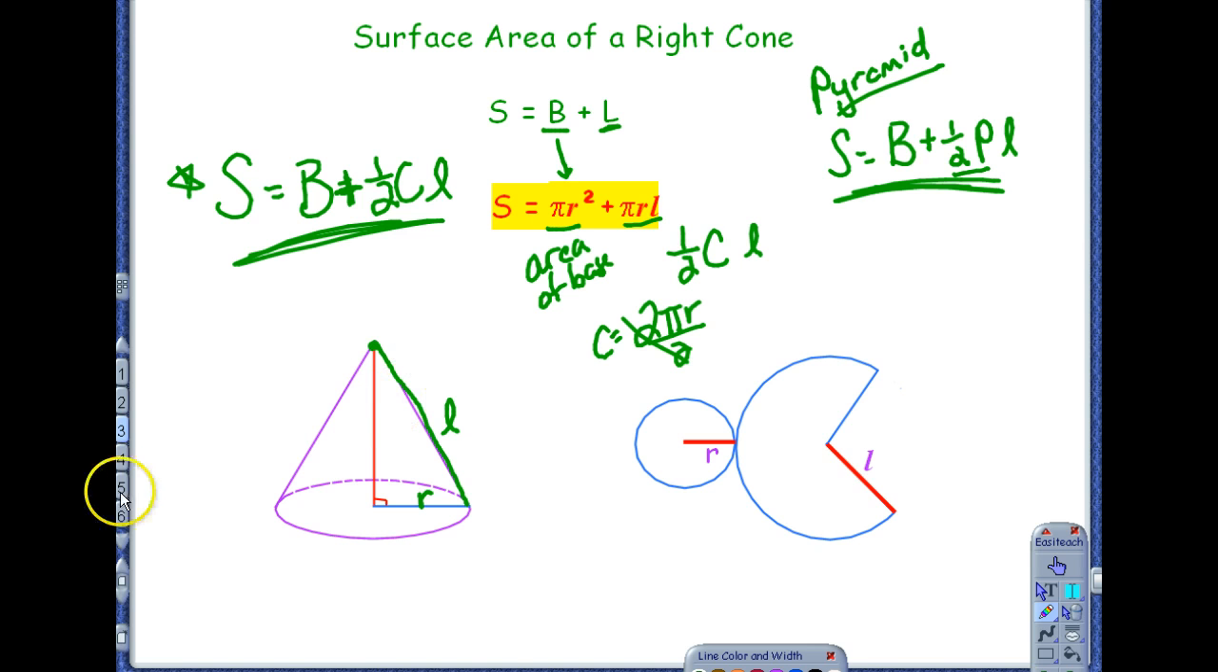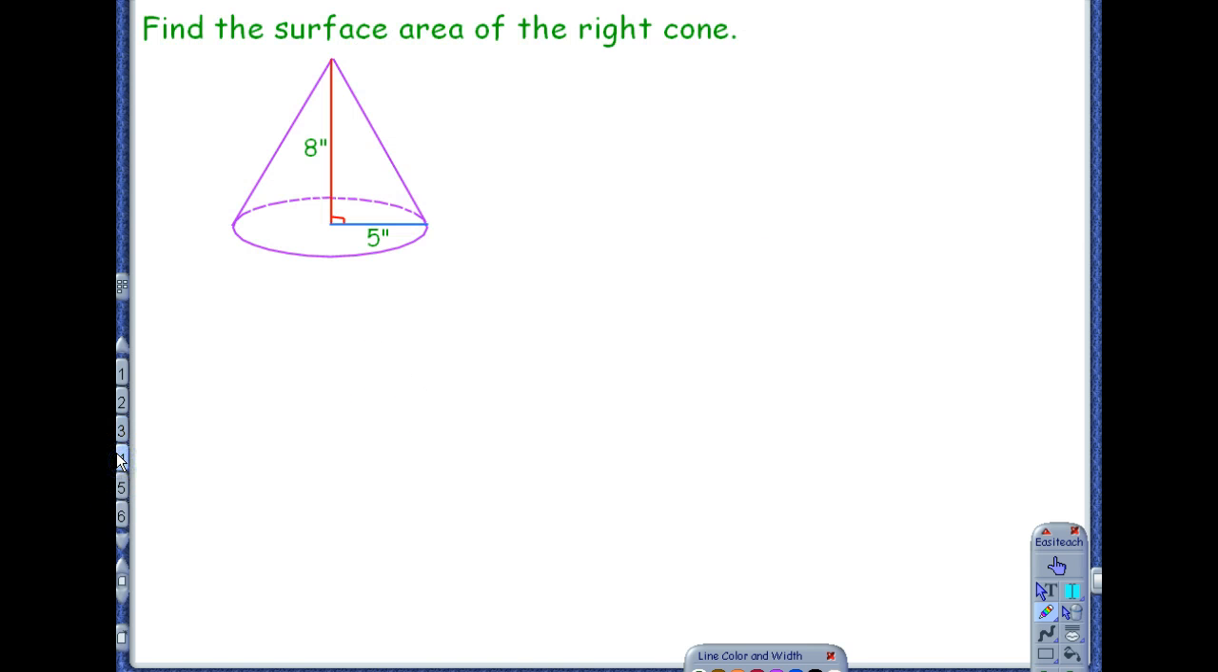All right, let's put this to use. It says, find the surface area of a right cone. So again, we've done some of these now. This is basically the fourth surface area type problem we've seen. And if you see the words surface area and right cone, I'm going to immediately write down the formula. So I'm going to say surface area equals pi r squared plus pi rl.